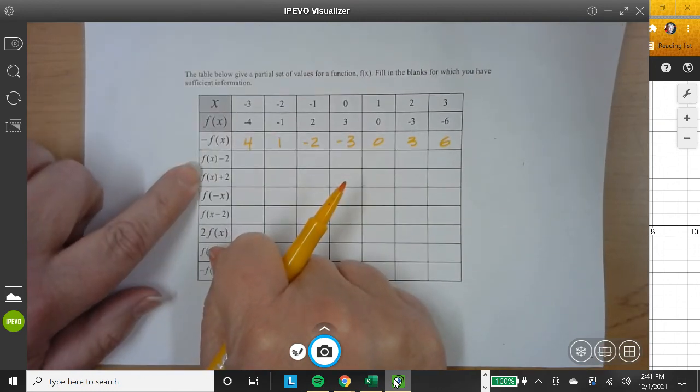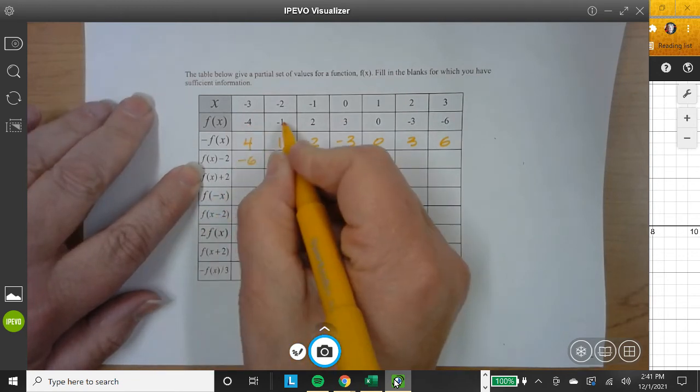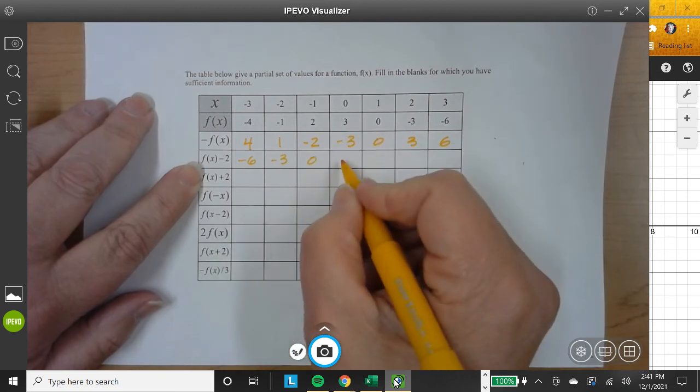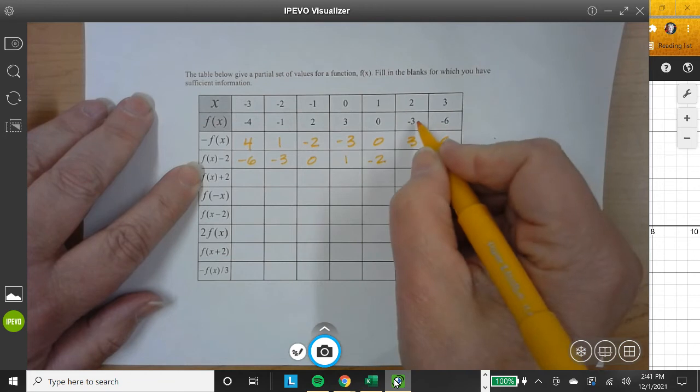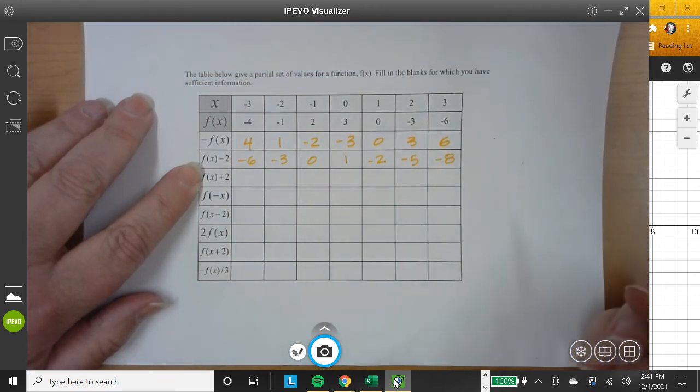This says take all the f of x's and subtract 2. So this negative 4 minus 2 is negative 6. Negative 1 minus 2 is negative 3. 2 minus 2 is 0. 3 minus 2 is 1. 0 minus 2 is negative 2. Negative 3 minus 2 is negative 5. Negative 6 minus 2 is negative 8.